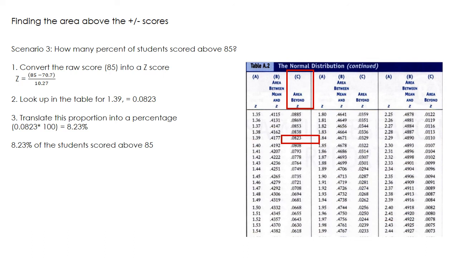In this table now we have to use column C, because it is the area beyond. We have the z-score of 1.39, and we want anything greater than that, so the area beyond that particular z value. In column C, you will notice that it is 0.0823. Then we translate it into percentages, multiply by 100, you get 8.23. So 8.23% of the students got above 85.